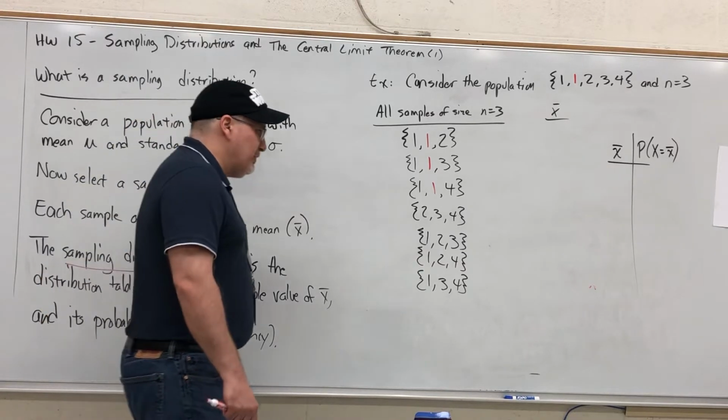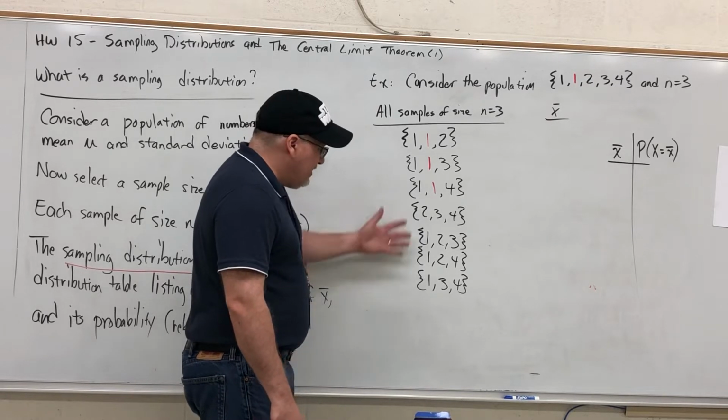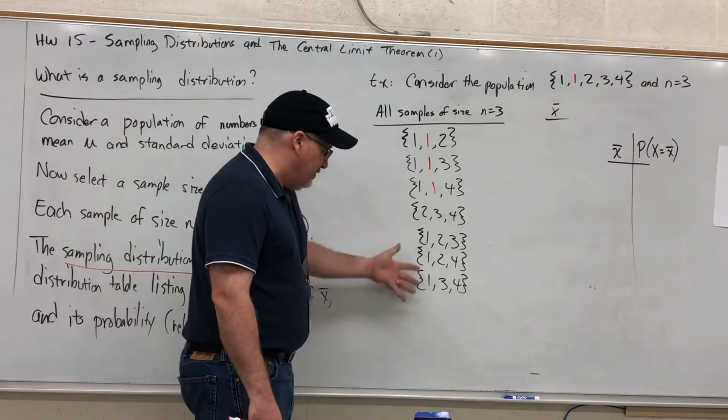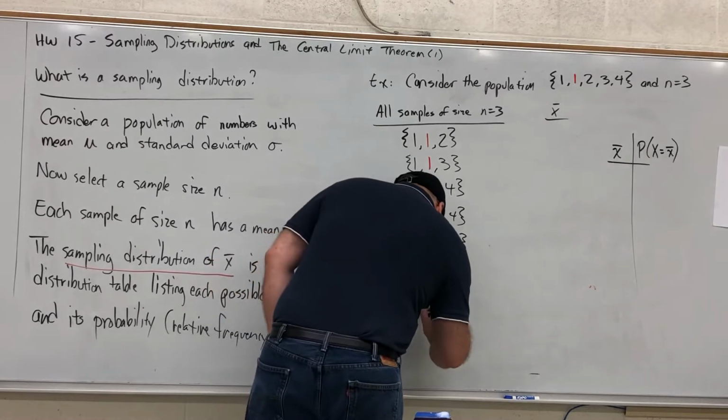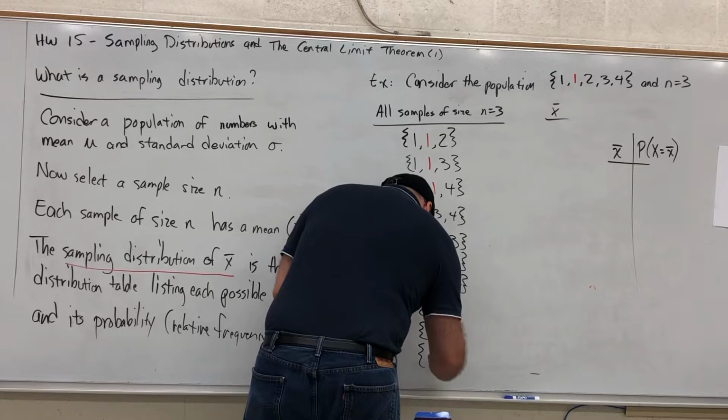And now let's pick all the samples of size 3 that have the red one but not the black one. It's actually pretty easy. We just have to write these again but use the red one. 1, 1, 1, all in red.